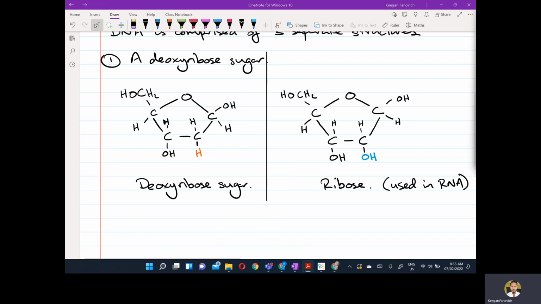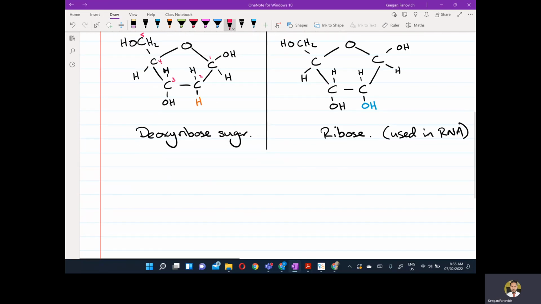We can also consider the numbers of the carbons. So this is carbon number 1 when looking at a ring structure, the first one away from the oxygen group. So this is carbon number 1, number 2, 3, 4, 5. So you can see that's a 5 carbon sugar, as we expected. All right, so this is the first component, the deoxyribose sugar.